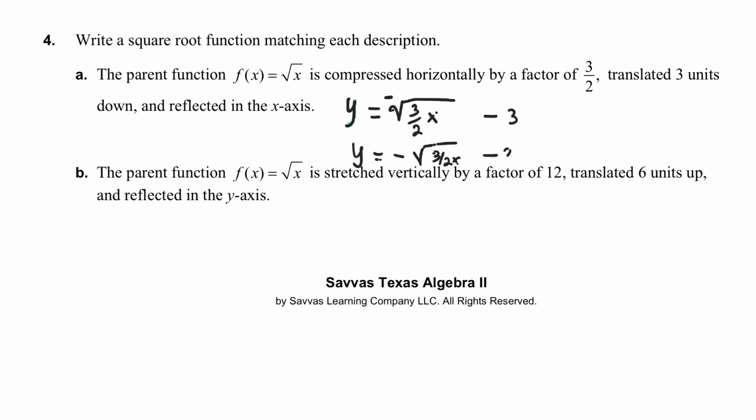We have y equals negative square root of 3/2x minus 3. Okay. B, the parent function is stretched vertically by a factor of 12, translated 6 units up and reflected in the y-axis. So we have y is equal, it's a vertical stretch, so it's going to be on the outside, the 12, of the radical, reflected over the y-axis, so it's going to be negative x, and it's translated 6 units up, so it's going to be plus 6.